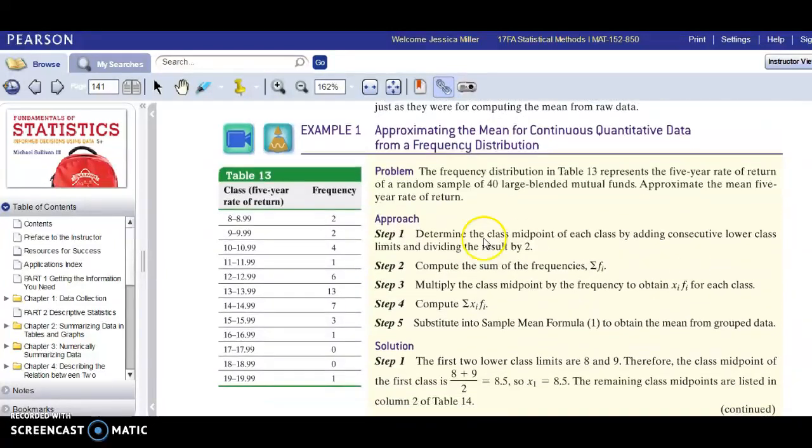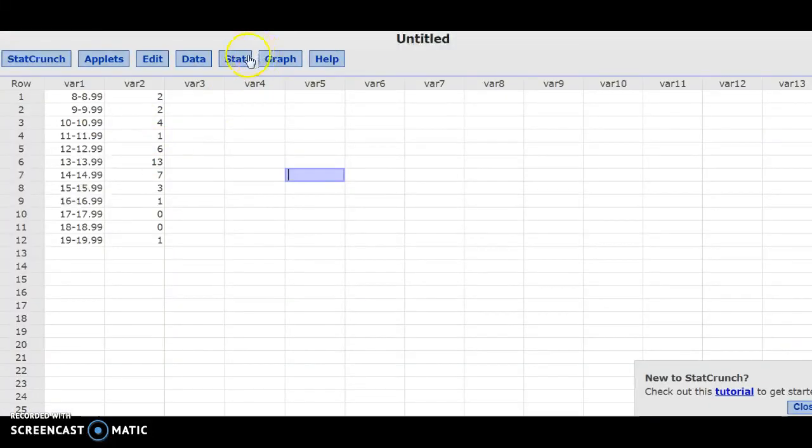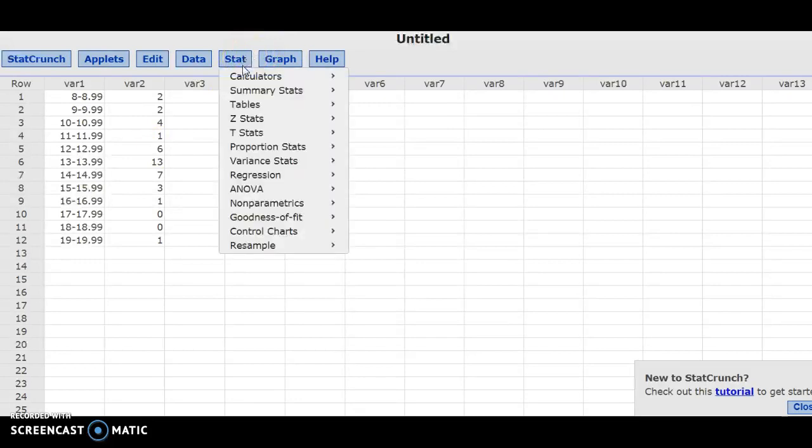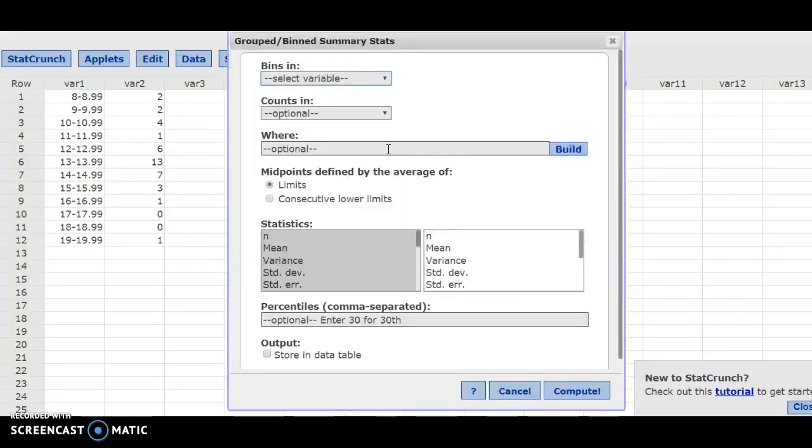If you enter this data into StatCrunch with hyphens, StatCrunch knows how to handle this. Go to Summary Stats, group to Bin data. Notice our frequencies or our counts. You have to choose the consecutive lower limits option. This is not the default, but we are defining the midpoints by looking between the 8 and the 9. So the midpoint for my first category will be 8.5, as your book describes.